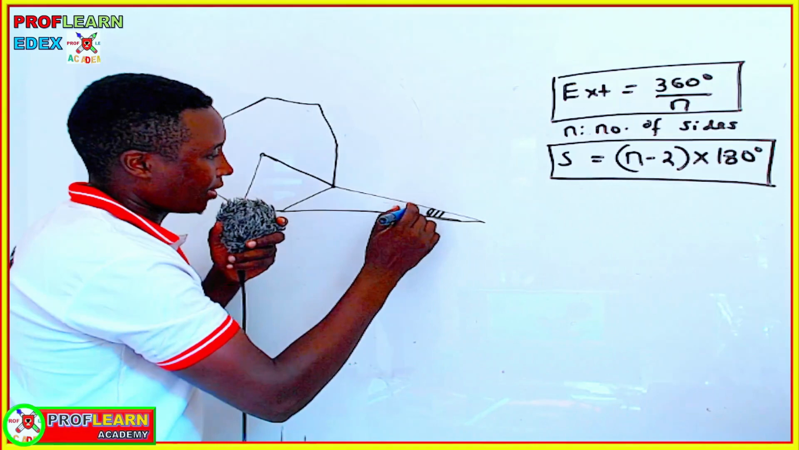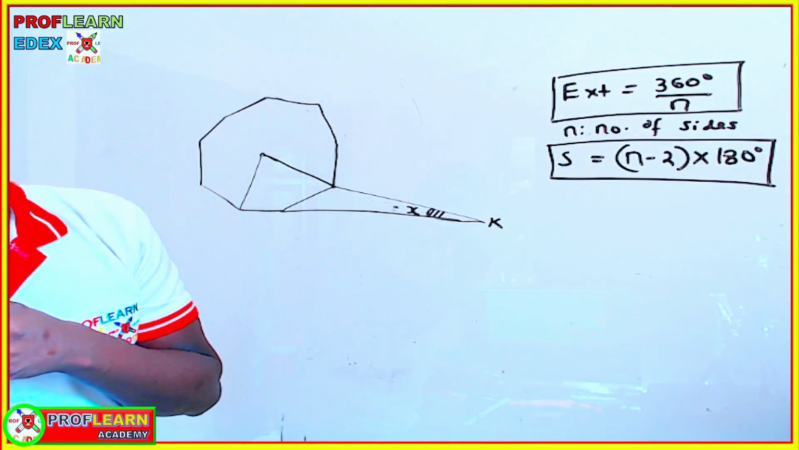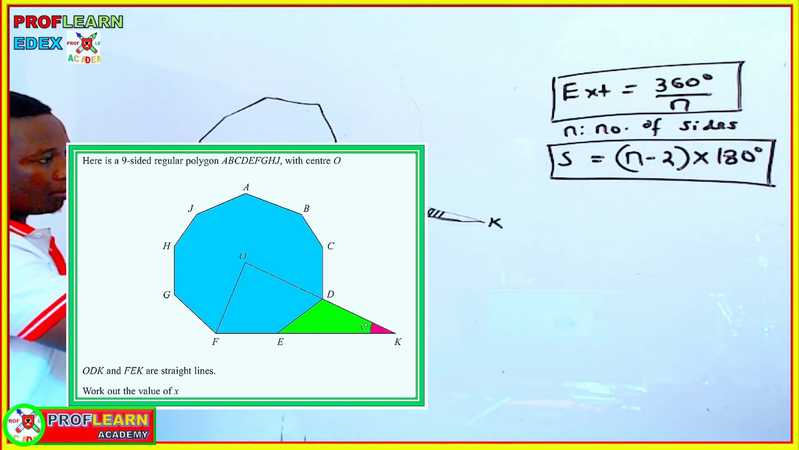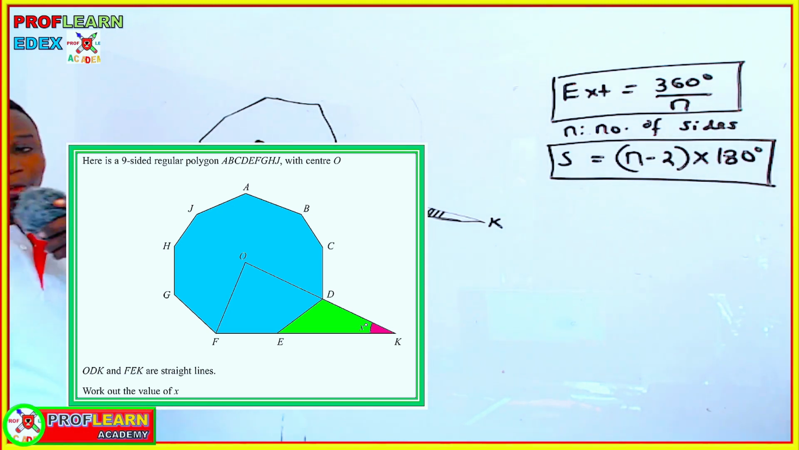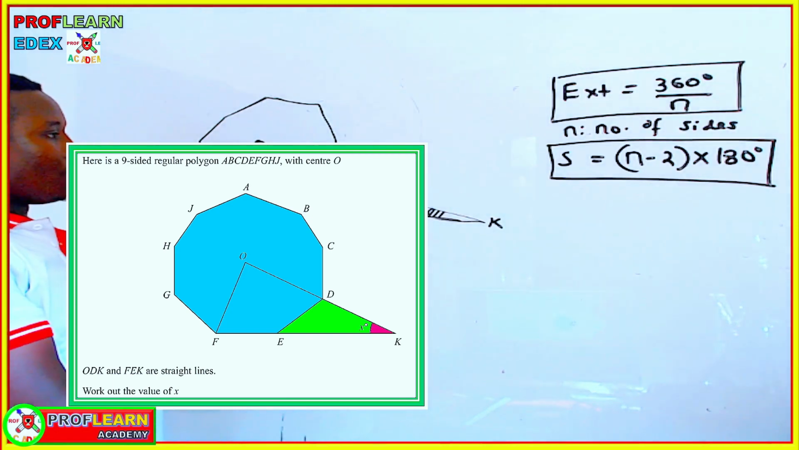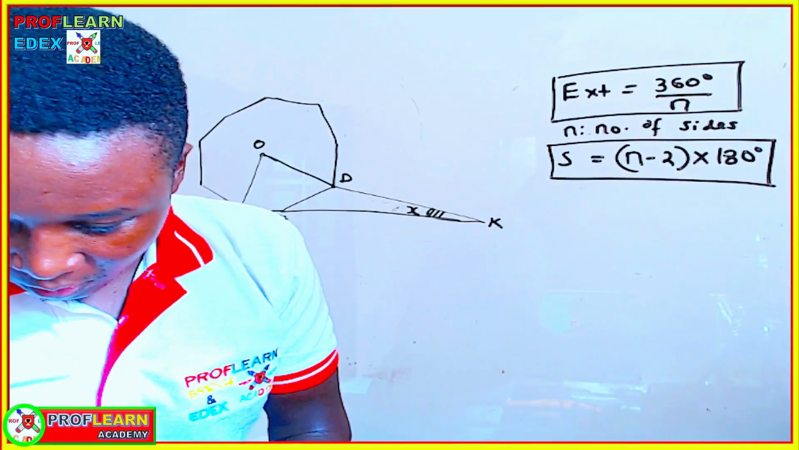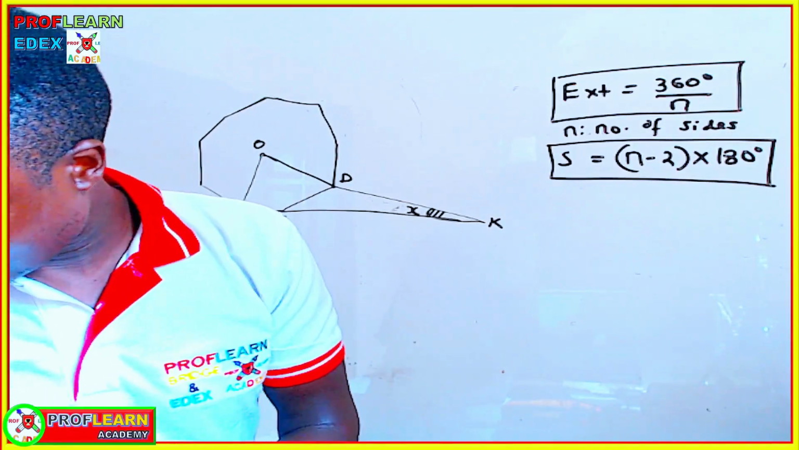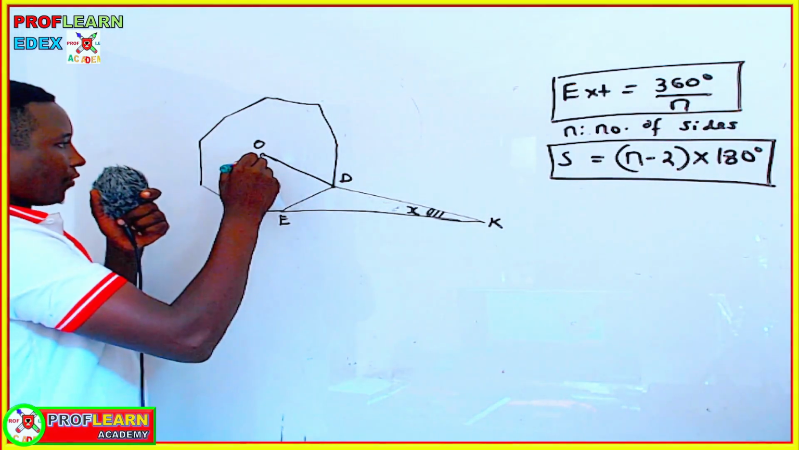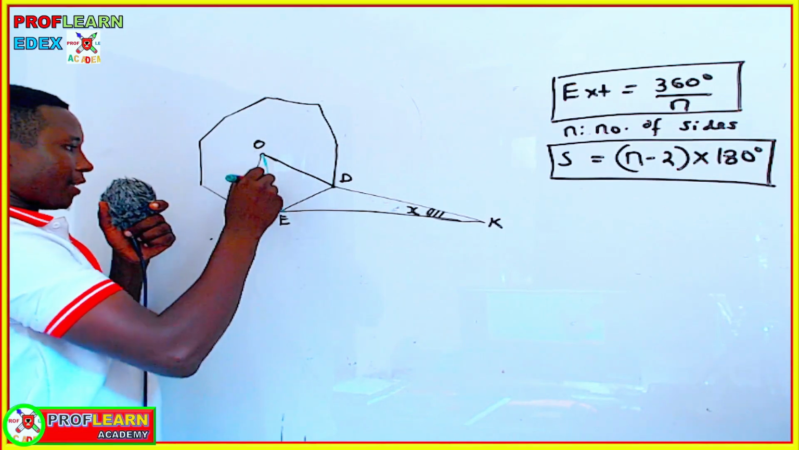Now we have our x, and this is k. Let me just put that here. We have our f, we have our e, we have our d, we have our o at that given point. Then we are supposed to find the value of x. I've drawn this so that we can have a clear view of what is expected to be done. Now, first remember, we are going to have this line from here.